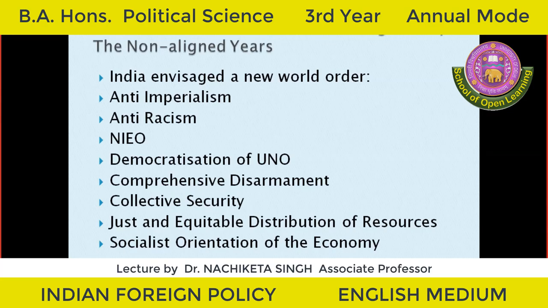I forgot to mention two more points in that vision which India had. Just an equitable distribution of resources, so that you can include in the new international economic order, in which just and equitable distribution of the world's resources was something which India wanted, so that the underdeveloped countries will have, if not equal, then an equitable share of the world's resources to embark on the path of development which they had envisioned at the time of independence.